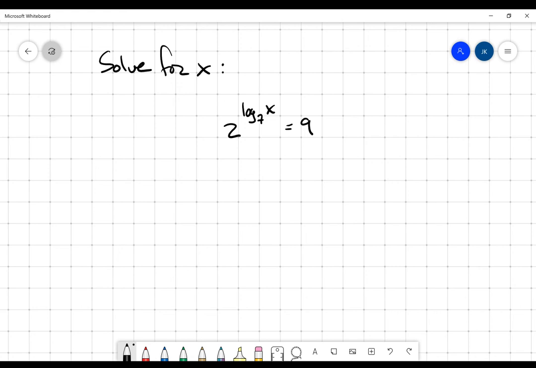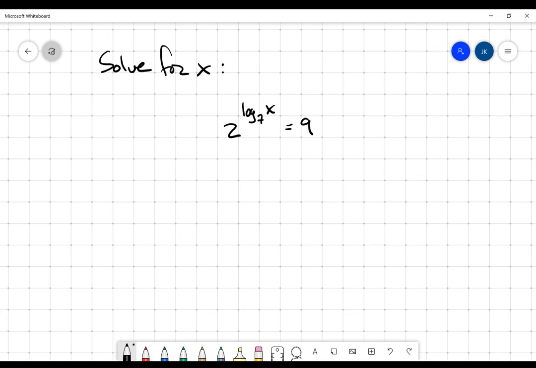Okay, hi everybody. Somebody had asked for an example of solving an exponential logarithmic equation where the numbers aren't quite so nice; they don't connect so cleanly here. So let's take a look at something like this. Let's say I've got 2 raised to the power of log base 7 of x, and that's equal to 9, and I want to solve for x here.